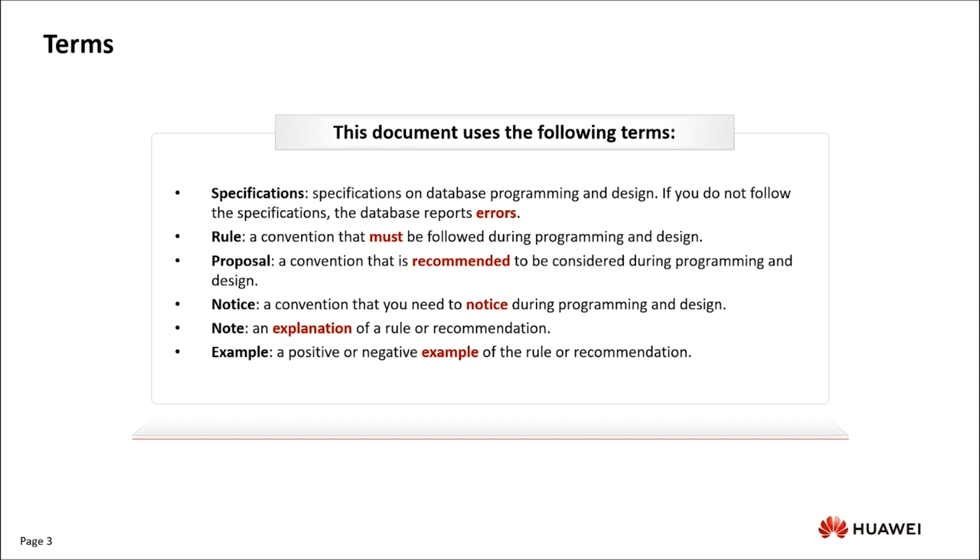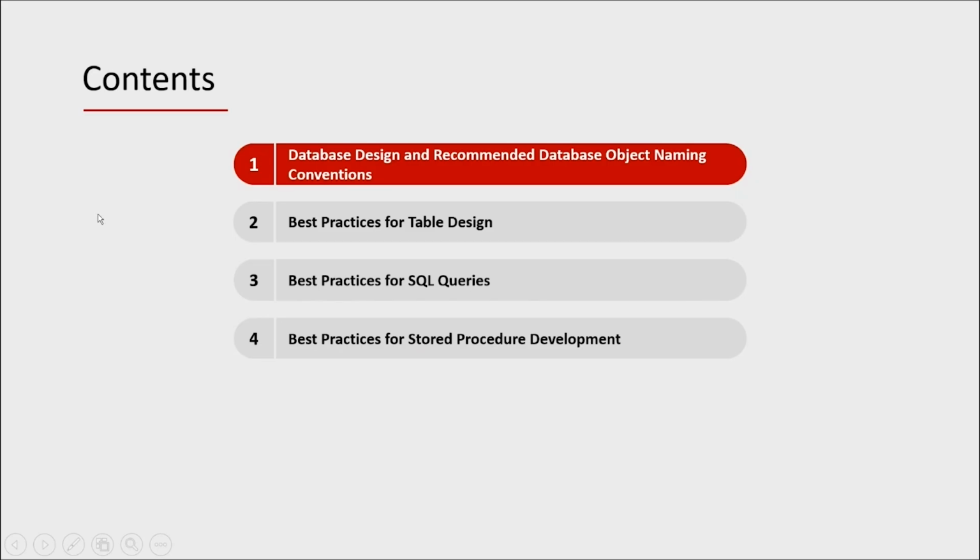A notice is a convention that you need to notice during programming and design. And note is an explanation for a rule or a recommendation. And finally, example is either a positive or a negative example of the rule or recommendation. And now let's begin. In this course, we will introduce 4 chapters. And the first chapter here is the database design and recommended database object naming conventions.